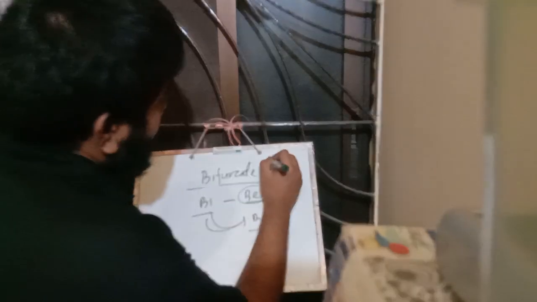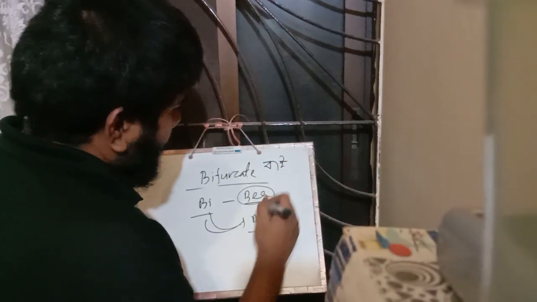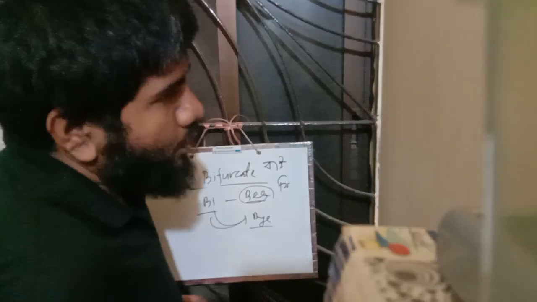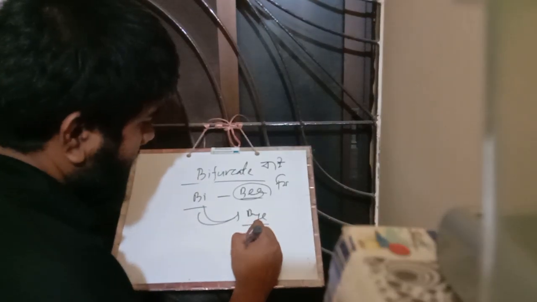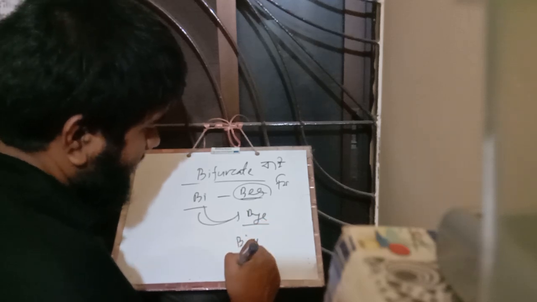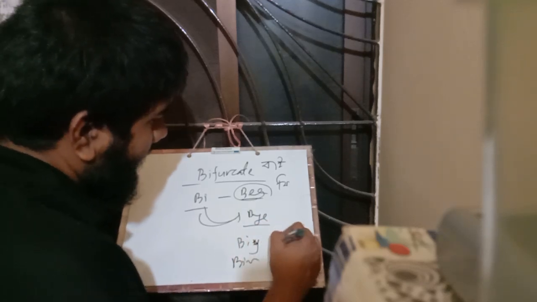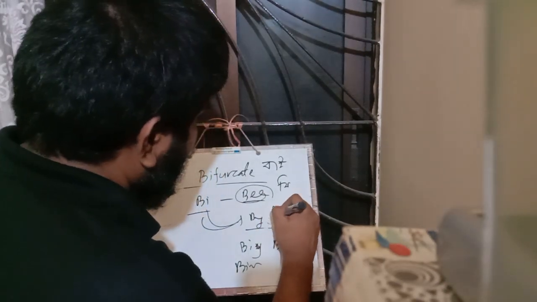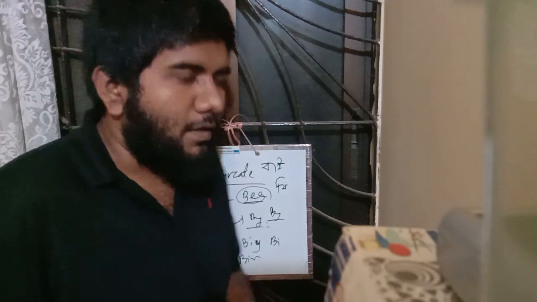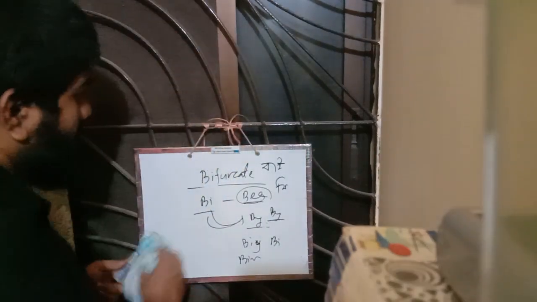If I write it in Bangla, that is like bi. It's not B. Big is like B, but bean is like B, and it's not like that. It's bicarbonate. It's like B-I, like bicarbonate. Okay, so bifurcate is the one which means something.